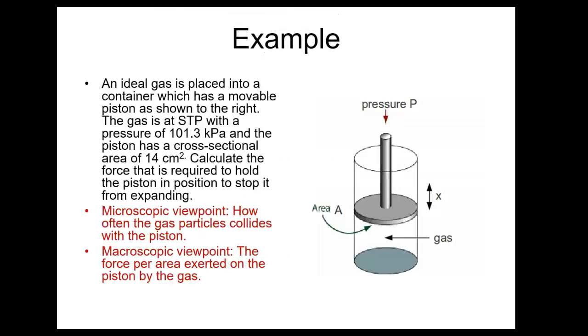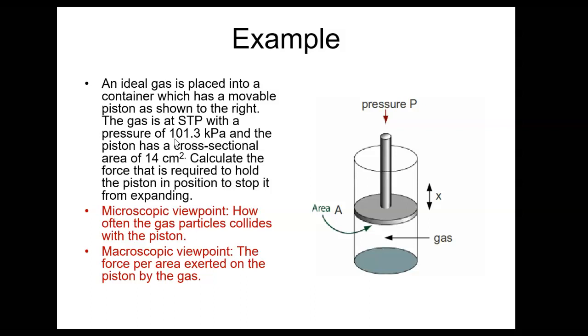For example, we'll do one more example. It says an ideal gas is placed in a container which has a movable piston as shown to the right. The gas is at STP. You don't need to know what that means, but that means standard temperature and pressure with a pressure of 101.3 kilopascals.